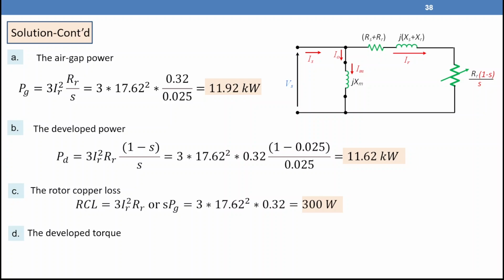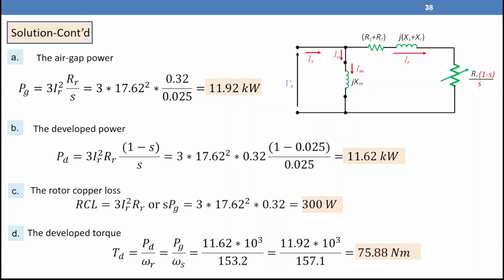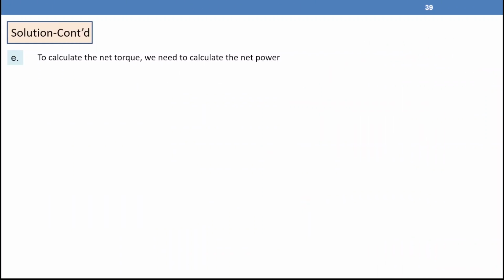For the developed torque, we have omega S, we have omega R, we have P gap, we have P developed. So we can use any of these equations. Torque developed equals P developed over omega R, or P gap over omega S, which will give you the same value, 75.88 Newton meter.